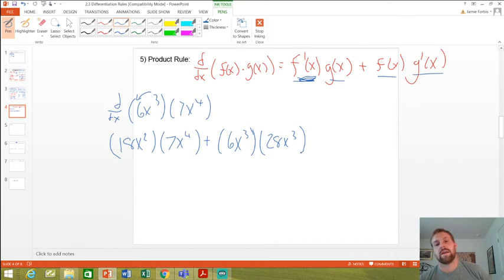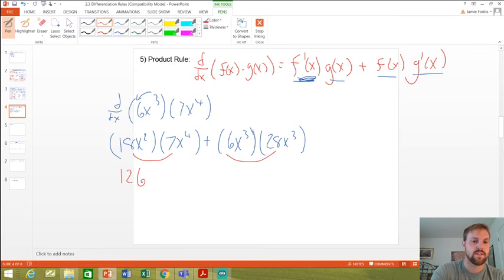Right? Now, you can leave it that way. That's your final answer. But if you want to simplify it further, you can. You can combine like terms here if you want. 18 times 7 is 126x to the 6th. And 6 times 28 is 168x to the 6th. And since they both have a base of x to the 6th, we can combine like terms, and that adds to 294x to the 6th.